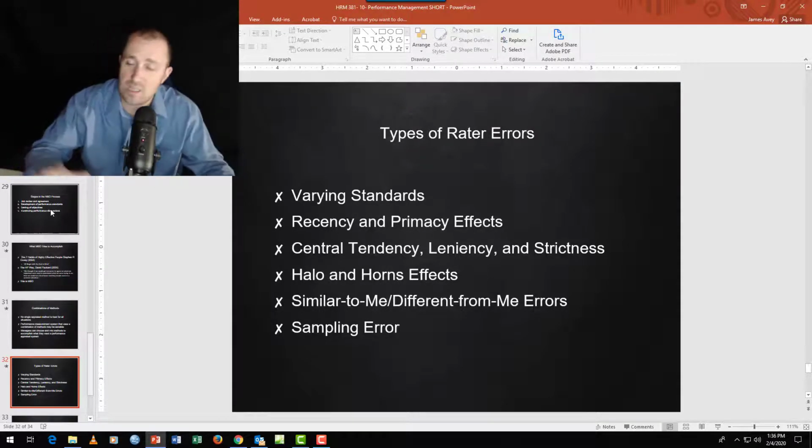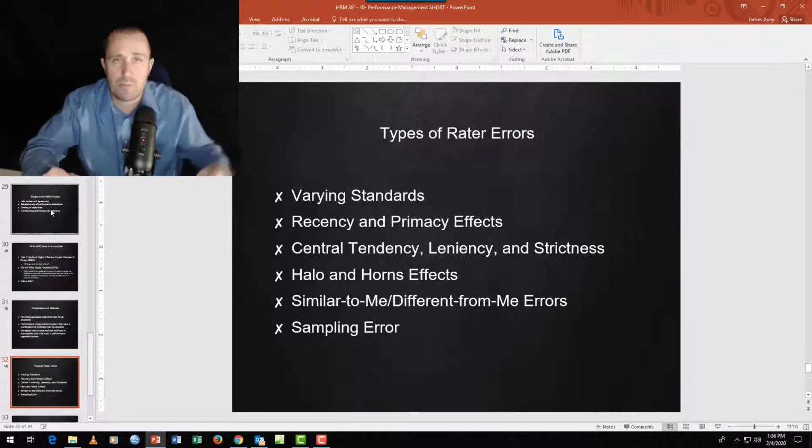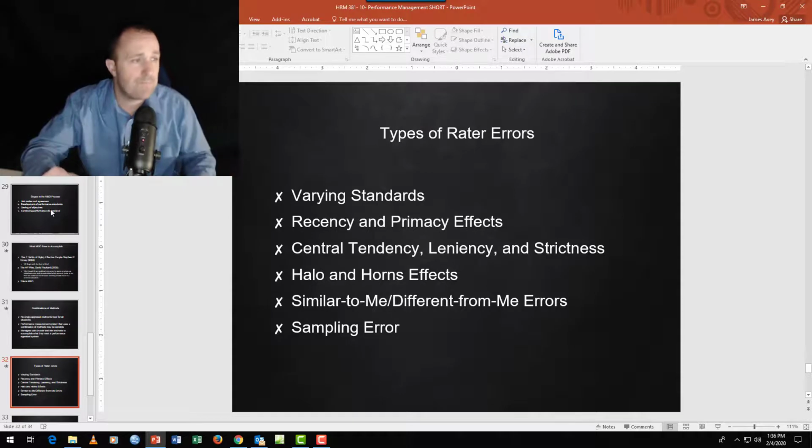A manager evaluates performance. They go to sit with the senior manager just to cross-check it. The senior manager says, no, I don't like those people, or I don't like how you evaluated them.